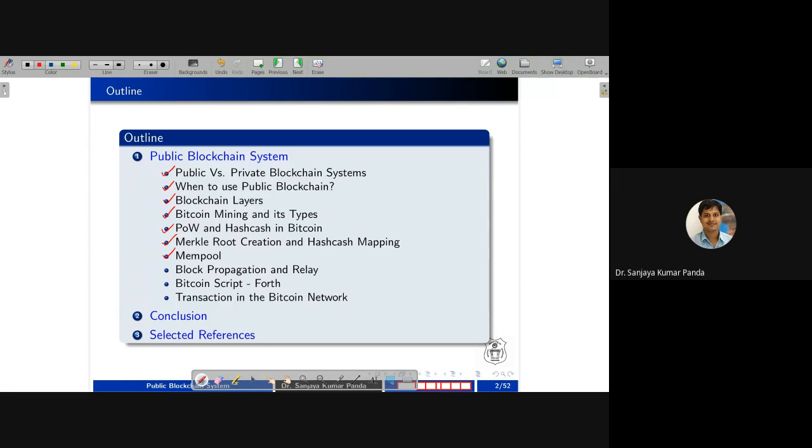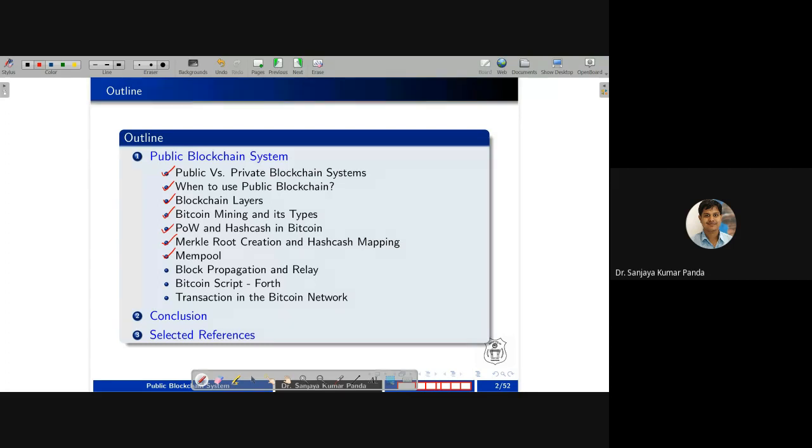So we'll see how a miner actually chooses some transactions from the mem pool. And what happens if the hash is not matched? Like we say in machine learning, we say training and testing. Here we also say our test hash and a target hash.